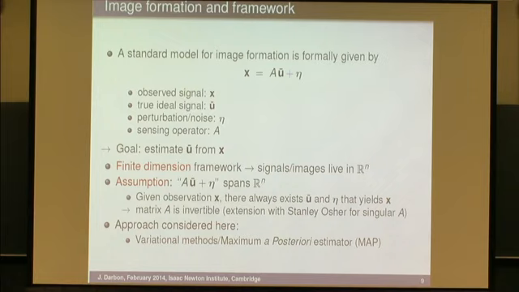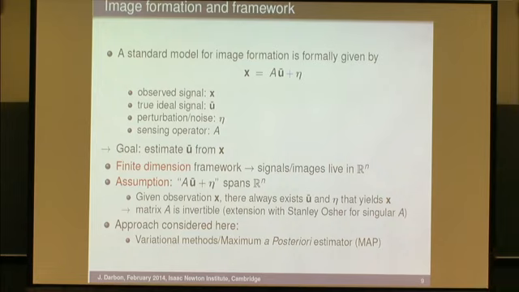In this talk, I only consider finite dimension framework. So it means everything lives in R^n. What I observe, what I plan to recover, and the perturbation. So in order to do the analysis, I assume that you can observe any kind of images. So you can observe possibly any kind of images. It means this spans R^n. So now what it says, if you give me an x, then I want to be able to get a u. Otherwise, if you do not have that assumption, then the analysis can be complicated.